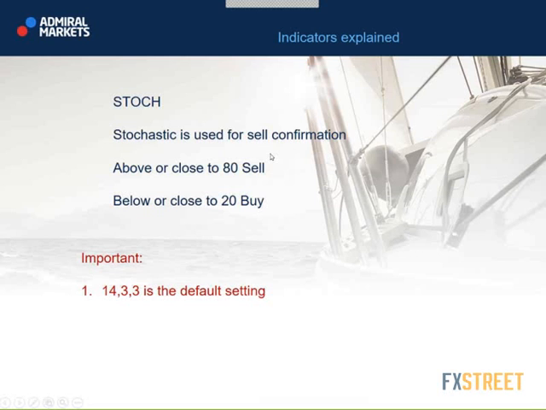Stochastic is used for sell or buy confirmation. Above or close to 80, we should sell. Below or close to 20, we should buy. 14-3-3 is the default setting. And 6 pip range bar is also the default setting for your system. Okay, guys? So that is what you should be focused on.